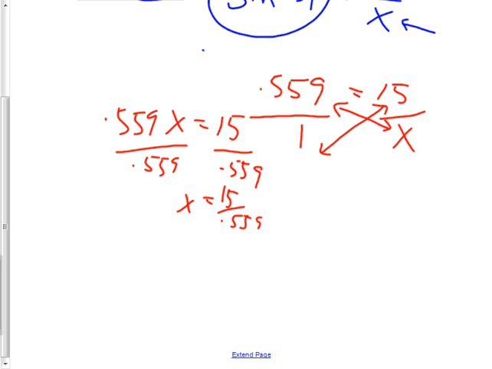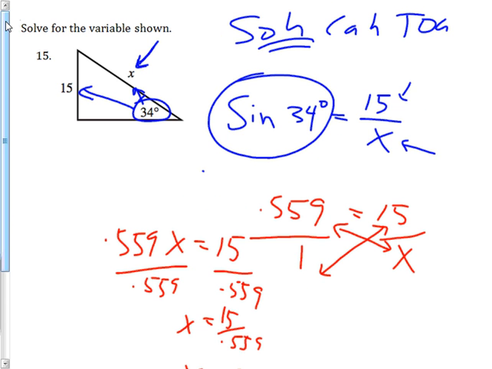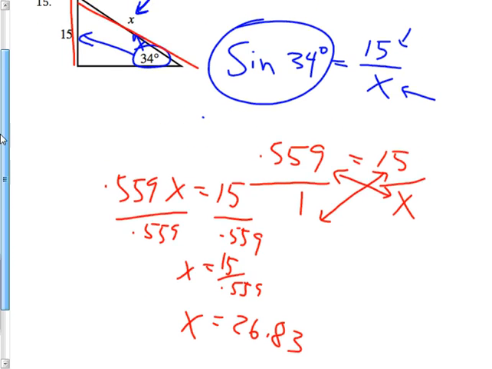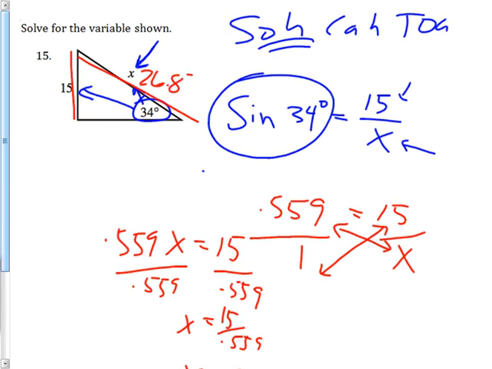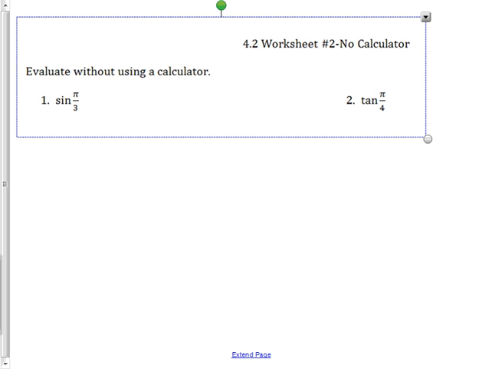Grab the calculator, do 15 divided by 0.559. I get 26.83. And what did I just figure out? If I look back here, this side here is 15. This side right there is 26.83. It must be in whatever units this one is. I think that was in inches. This is in inches. All right. So that's how you do the solve for the variable shown problems. And that's all I've got for that lesson.